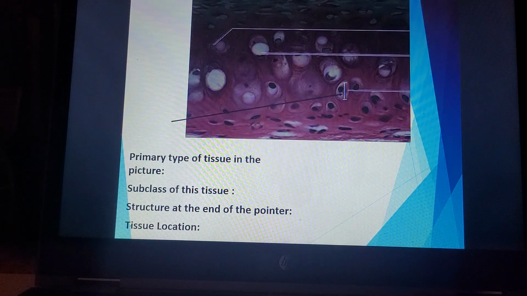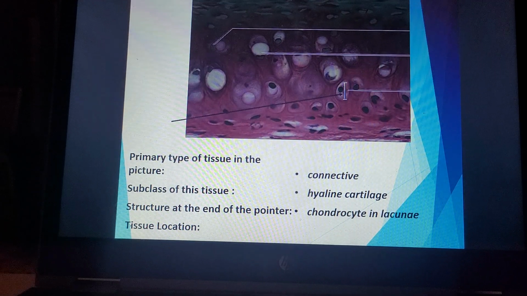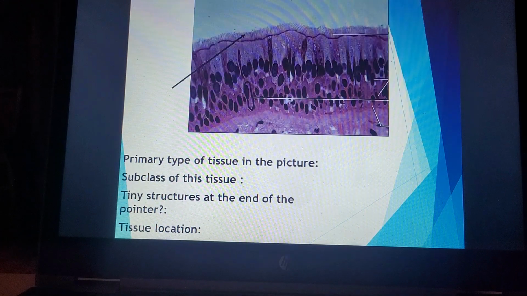Primary tissue type. Connective. Subclass. Hyaline cartilage. Structure at the end of the pointer. Chondrocyte in lacunae. Tissue location. Around the trachea.